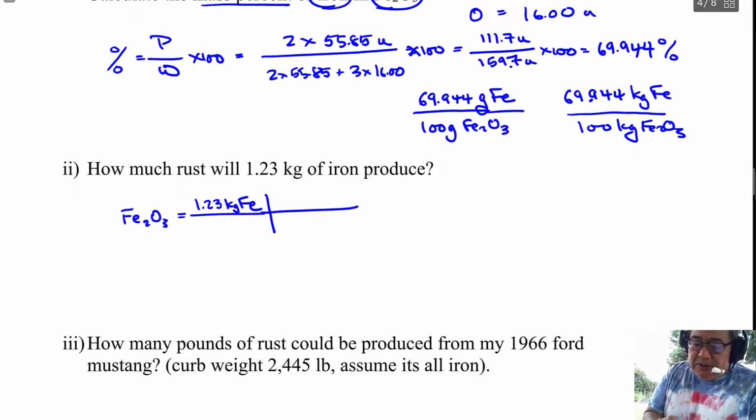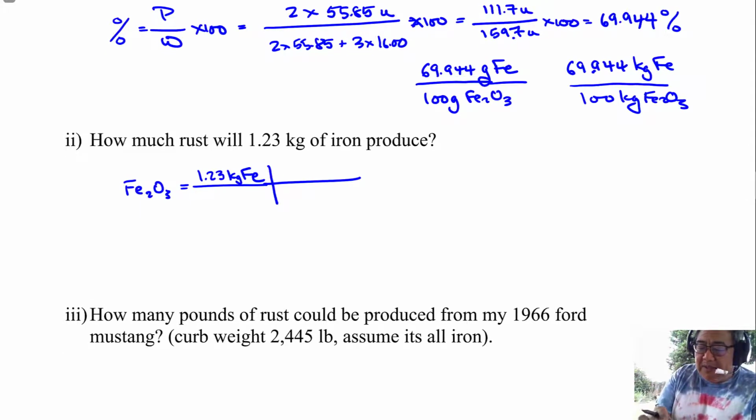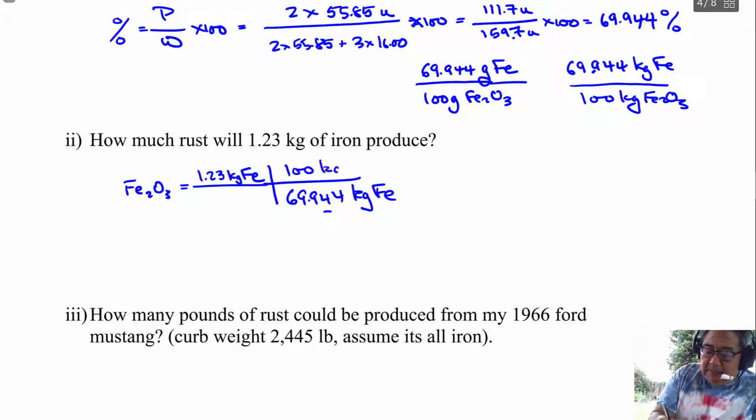So let's just use it on this iron, and then we're going to do one with my car. Anyways, this is kilograms of iron, so the iron has to go on the bottom. So it's 69.944, now 3 sig figs or 4 sig figs, kilograms of iron. So I can get the units to cancel, right? And this is for every 100 kilograms of Fe2O3.